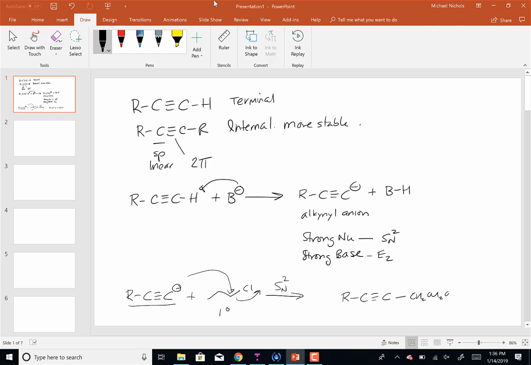And then I'm going to add a CH2CH2CH3 group to the other side of the alkyne. So this is called an alkylation reaction. And as an alkylation reaction, that just means you add an alkyl group. So we know primary alkyl halides can undergo SN2. What other halides can undergo SN2? Primary and secondary. Okay, so if it's either a primary or a secondary halide, it's going to undergo SN2.